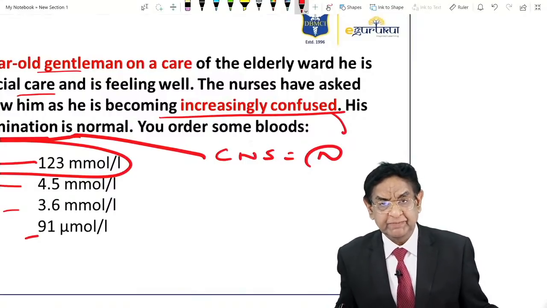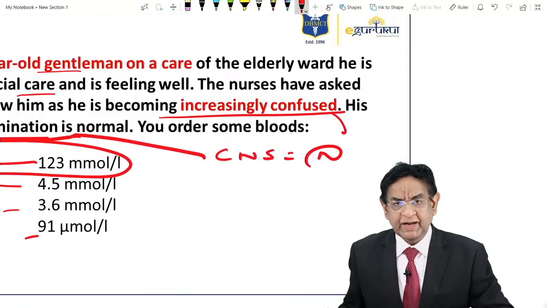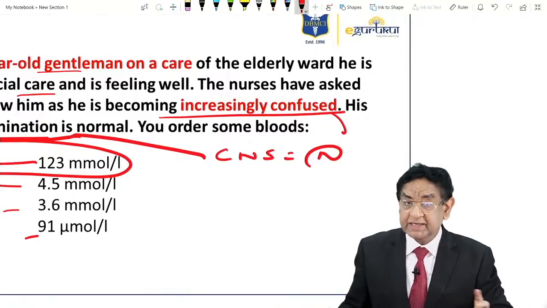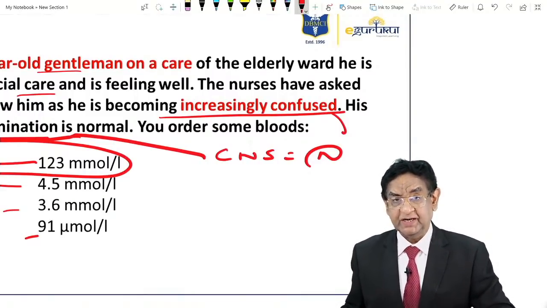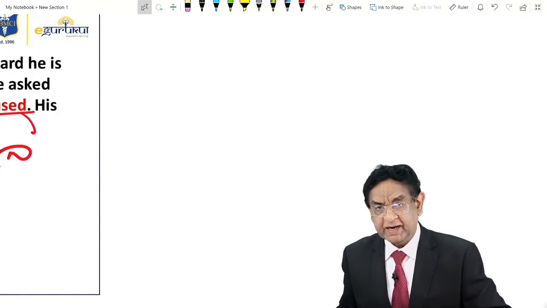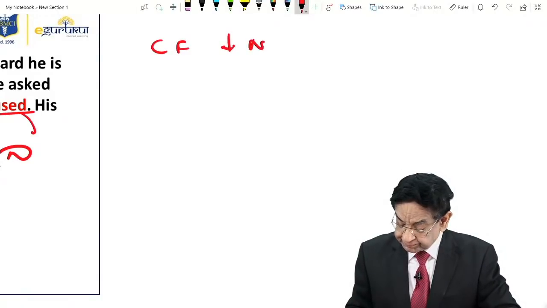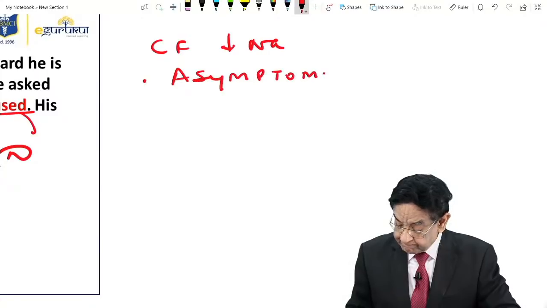You examine neurologically, the CNS examination is normal, but the patient is getting confused, and the only finding we are getting is hyponatremia. So now let me explain why altered sensorium occurs in the patient, or rather how the patient of hyponatremia comes to us. To write down the clinical features of hyponatremia: the patient may be asymptomatic, no symptom at all.